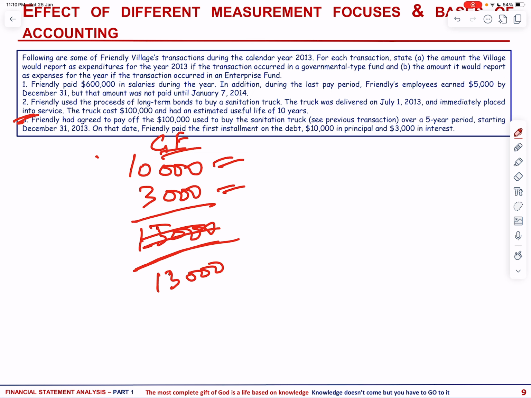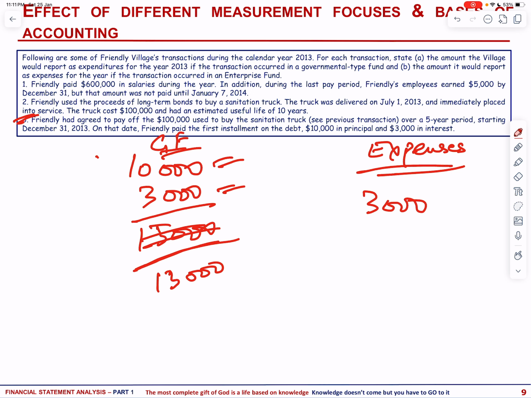13,000. And for the enterprise fund, obviously it's not expenditure, they are expenses. And when we say expenses, both principal and interest payments are treated differently in this case, because the 10,000 principal payment is not an expense. It is a reduction in liabilities. It is not a reduction in expense, so it is not an expense since it is a repayment of debt. But the 3,000 interest payment is an expense because it is incurred, it is related to the debt. So we are going to record 3,000 as interest expense.